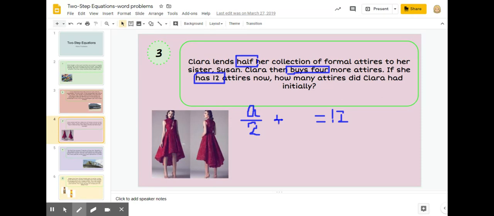Sometimes it likes the line, sometimes it doesn't like the line. So she's adding 4. And that's it. Now we've got our equation. We just need to solve it to figure out how many attires Clara had initially.